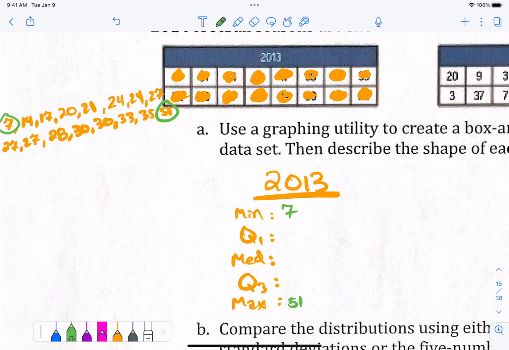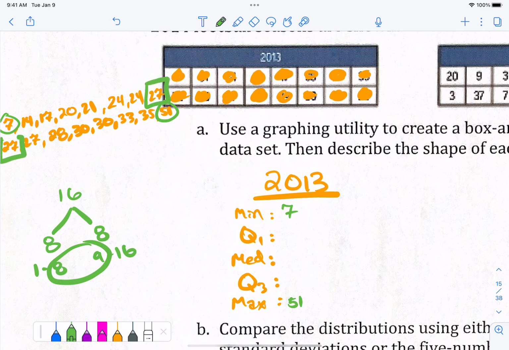The median is the middle number. I have 16 numbers, so if I separate in half, will you have an exact middle? No. You'll have 8 numbers over here and 8 numbers over here. These are the numbers 1 through 8, and these are the numbers 9 through 16. So the 8th and the 9th number will be your middle, right? The 8th number is 27, and the 9th number is 27. So my median is going to be 27, yeah?